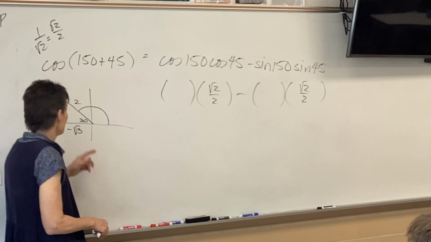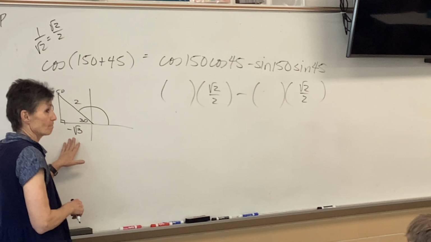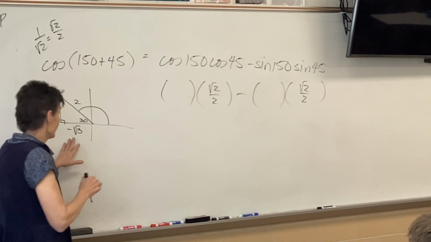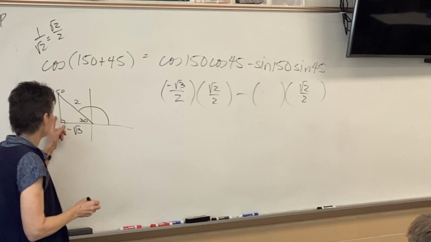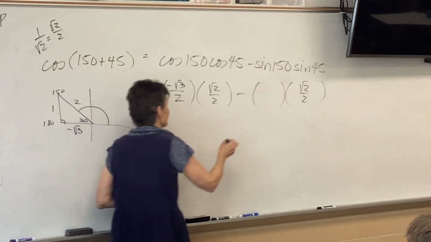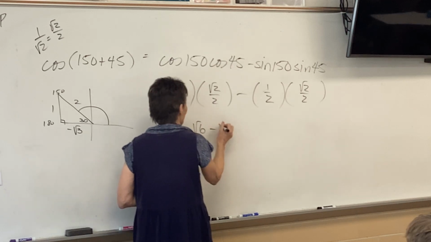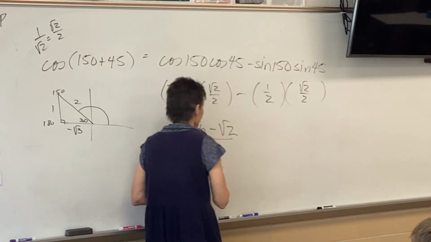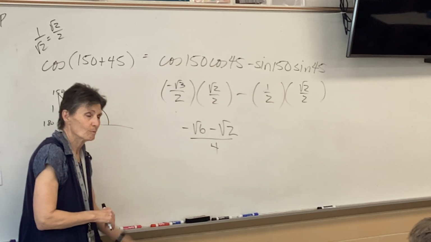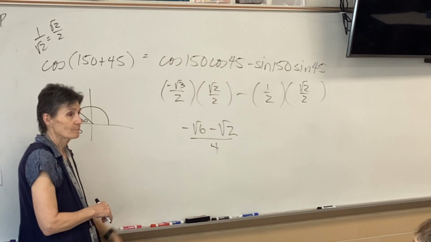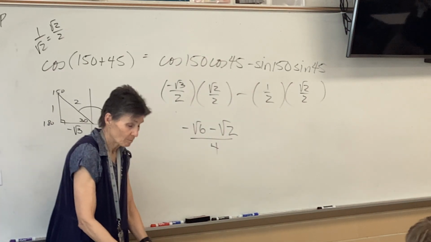All right, here we go. What's the cosine of 150? Negative root 3 over 2. And the sine of 150? 1/2. So we have negative root 6 minus root 2 all over 4. I kind of skipped that intermediate step. Is that okay with you? Yeah. Put them together, they're both over 4. Got it. Okay?